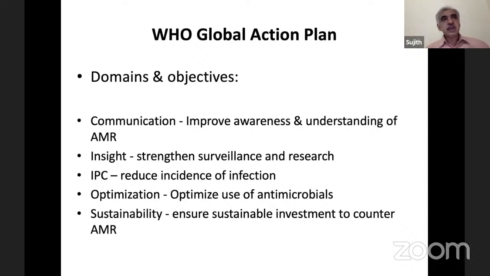Most of the industry has moved towards greener pastures with chronic medication, and therefore there's not enough research and development. Fortunately, some players have come forward on a collective scale, just like in vaccines, to look at a collective good and see whether we can get some new R&D going on antibiotic classes and antibiotics. So that's the five domains of the Global Action Plan.